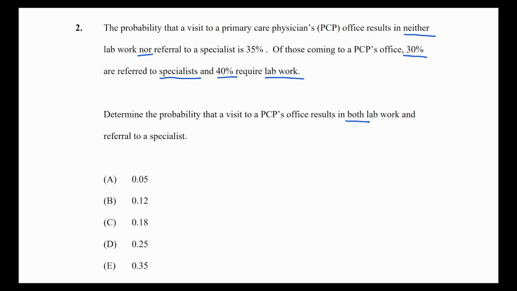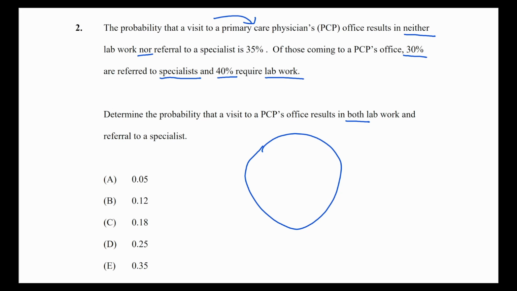So let's break down the question. A person will visit a primary care physician, and there are 3 results from that. One result is that they will need a specialist, and the other result is that they would need lab work. And the last result is that they're not going to do either of those. So I promised that this was going to be a Venn diagram problem, so let's draw a Venn diagram.